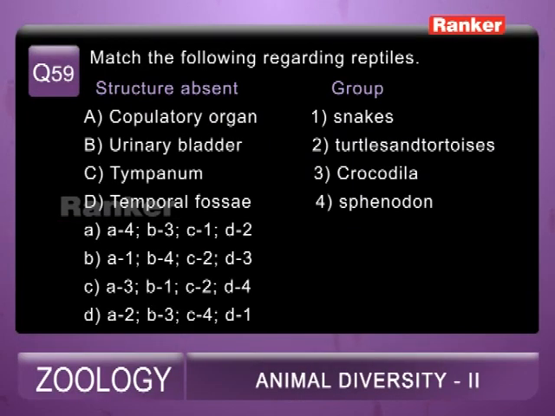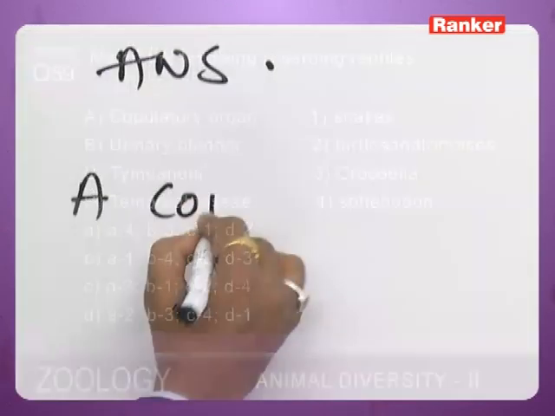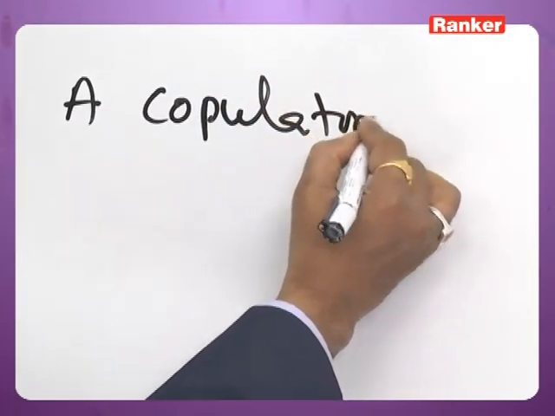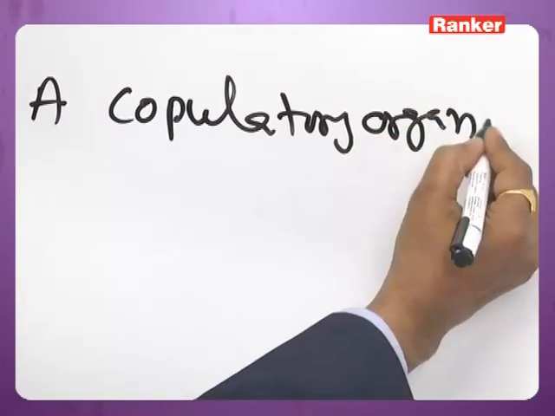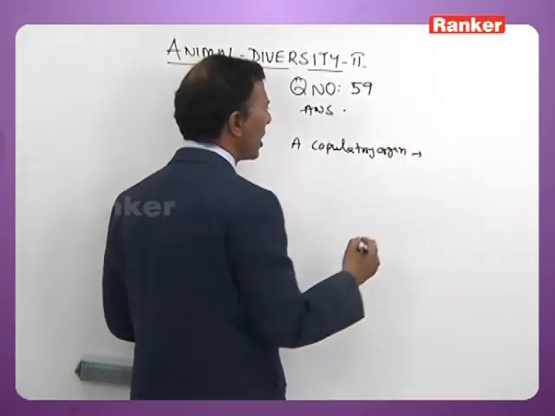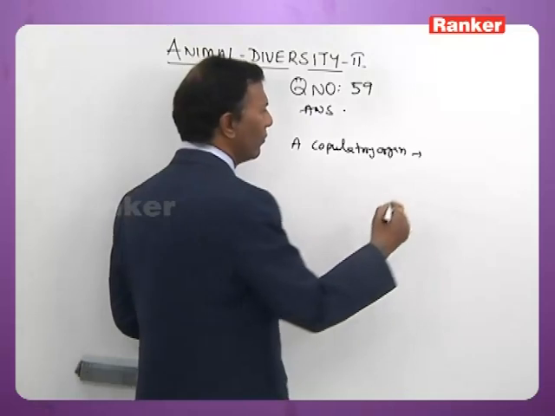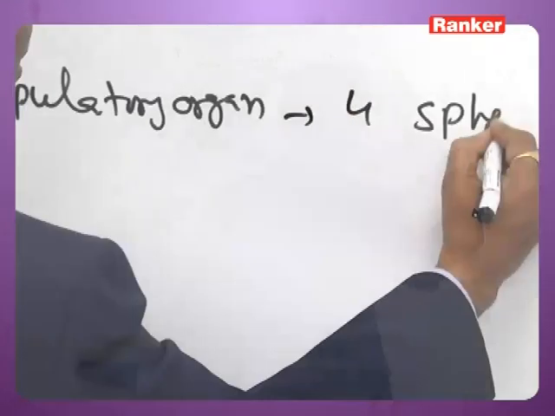59th question, match the following regarding reptiles. Structure absent and group. A. Copulatory organ, B. Urinary bladder, C. Tympanum, D. Temporal fossae. First one is A. Copulatory organ. Copulatory organ is absent in sphenodon. So the answer is 4.